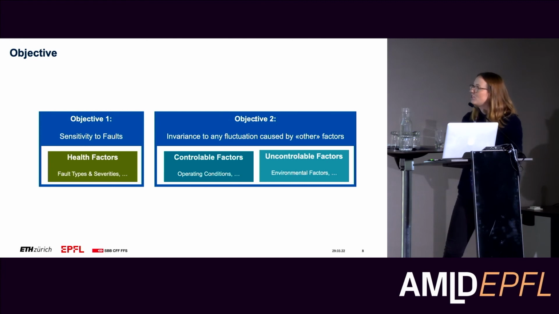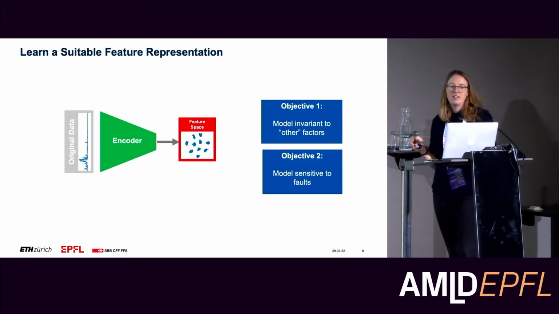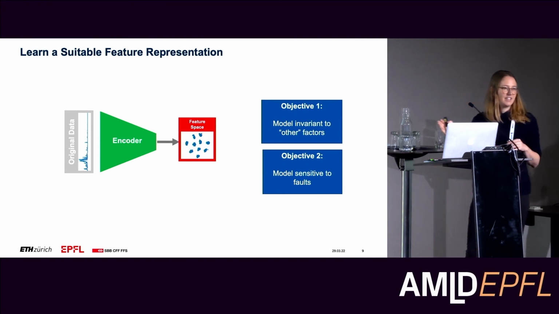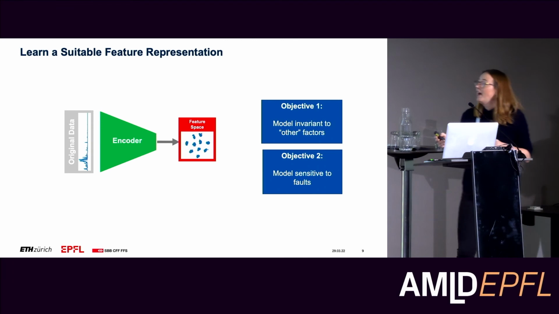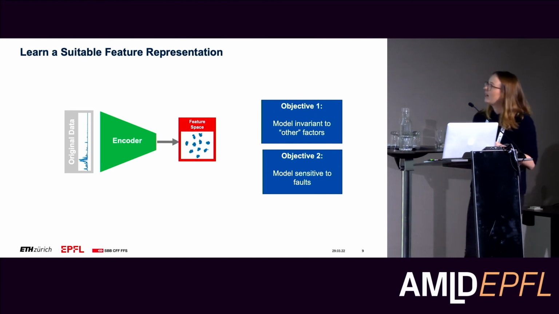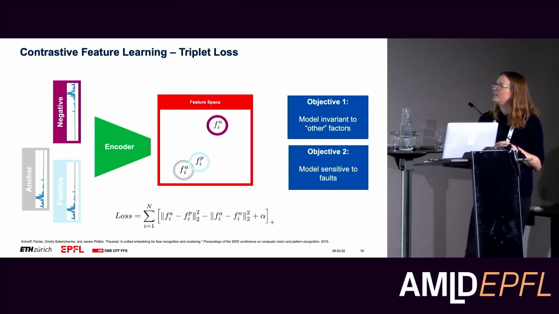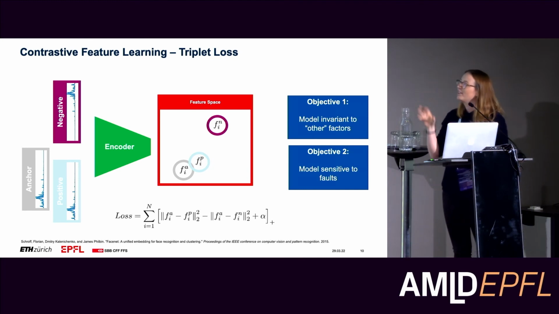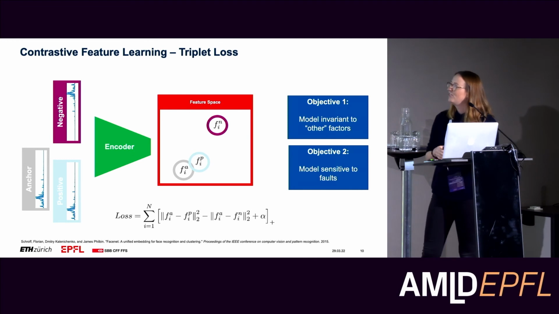We approach this with a first step: we want to learn a suitable feature representation that satisfies these two objectives. And this should then be the basis for these downstream tasks. How do we approach this? Well, we did this with contrastive feature learning, and some of you might know it, but I'm just going to give a small intuitive rundown.